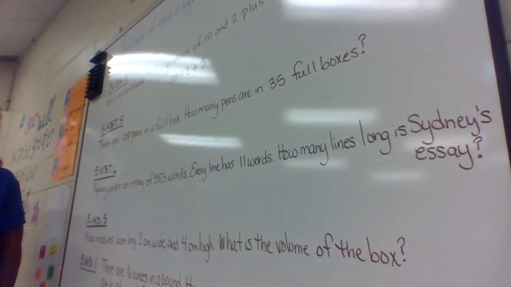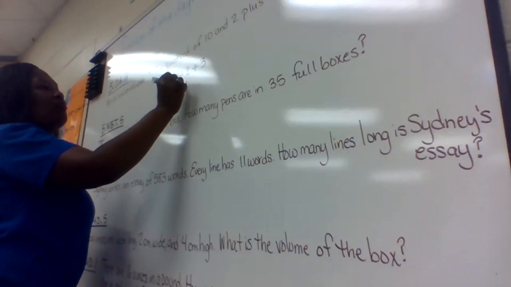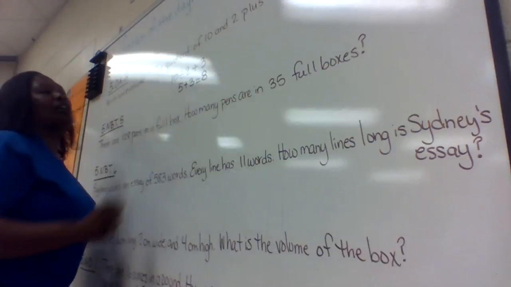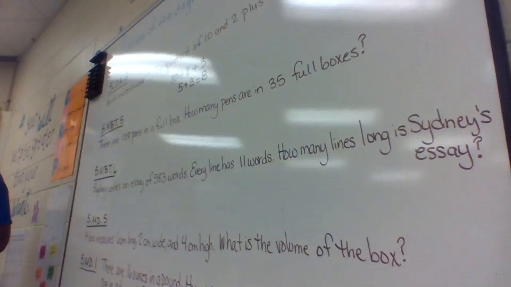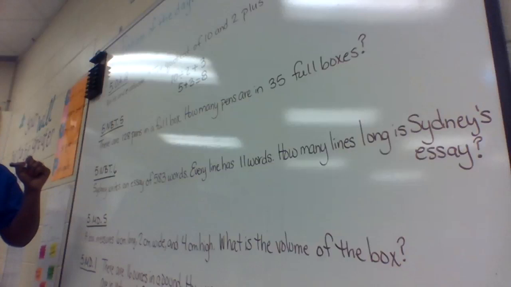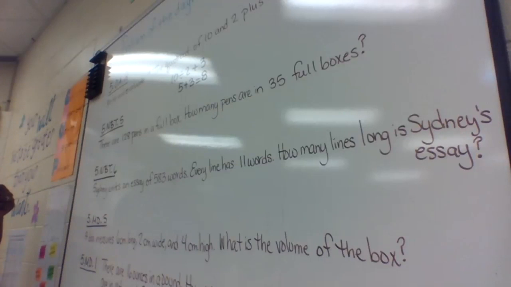So what do we do first? Divide or add? Divide first. 10 divided by 2 is what? 5. And 5 plus 3 equals 8. Oh, yeah, I did that wrong. You had 5 plus 5. It should have been 5 plus 3. So that's the answer to number 1. 10 divided by 2, which is 5. 5 plus 3, which is 8.